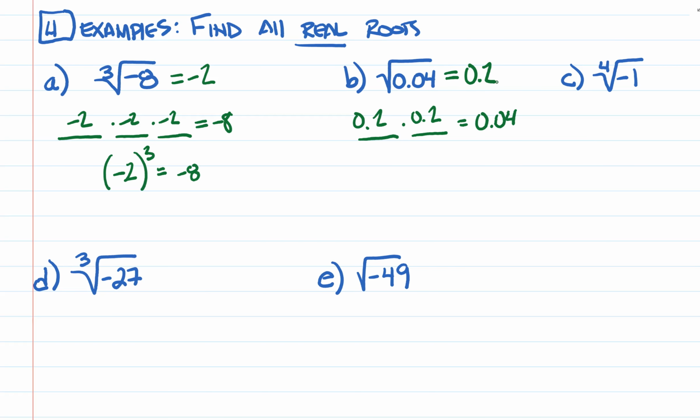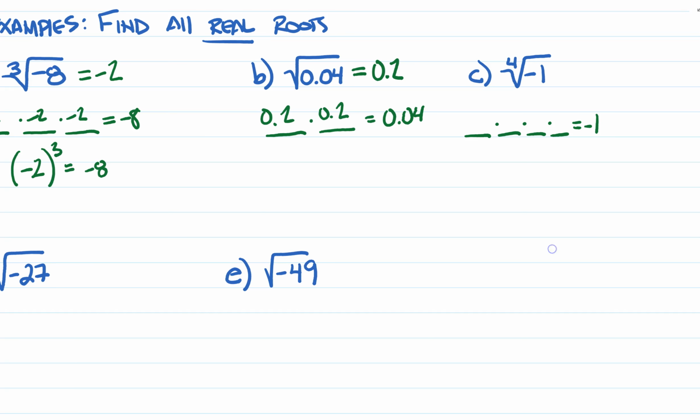Okay, part C says the fourth root of -1. So this means what number times itself 4 times is going to give me back -1. Well, it's not 1, right? Because if it was 1, it would just be 1 times 1 times 1 times 1. So how about, let's try -1. -1, -1, -1, -1. Well, -1 times -1 is a positive. And then a positive times a negative is a negative. And then a negative times a negative is another positive. Shoot, that's not it either.